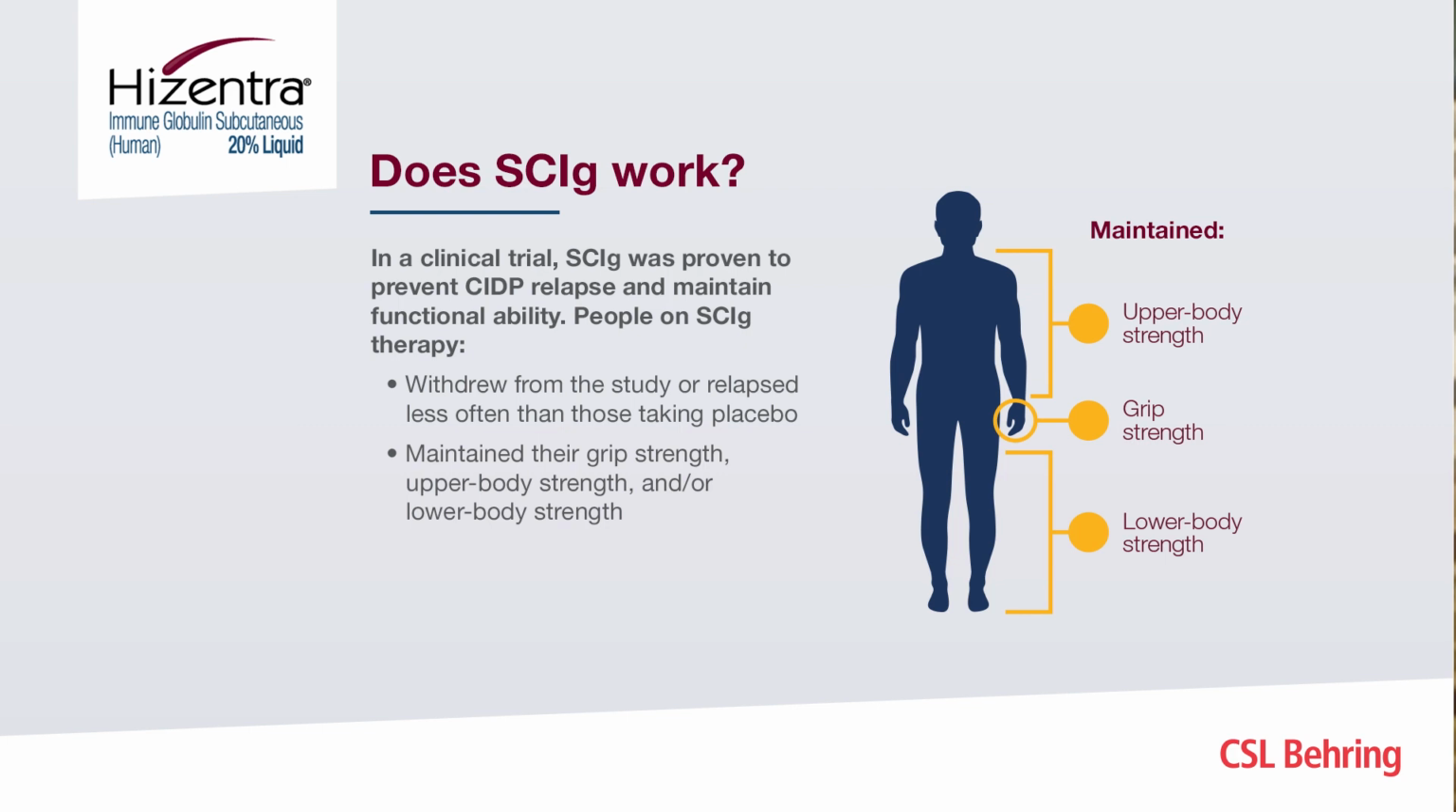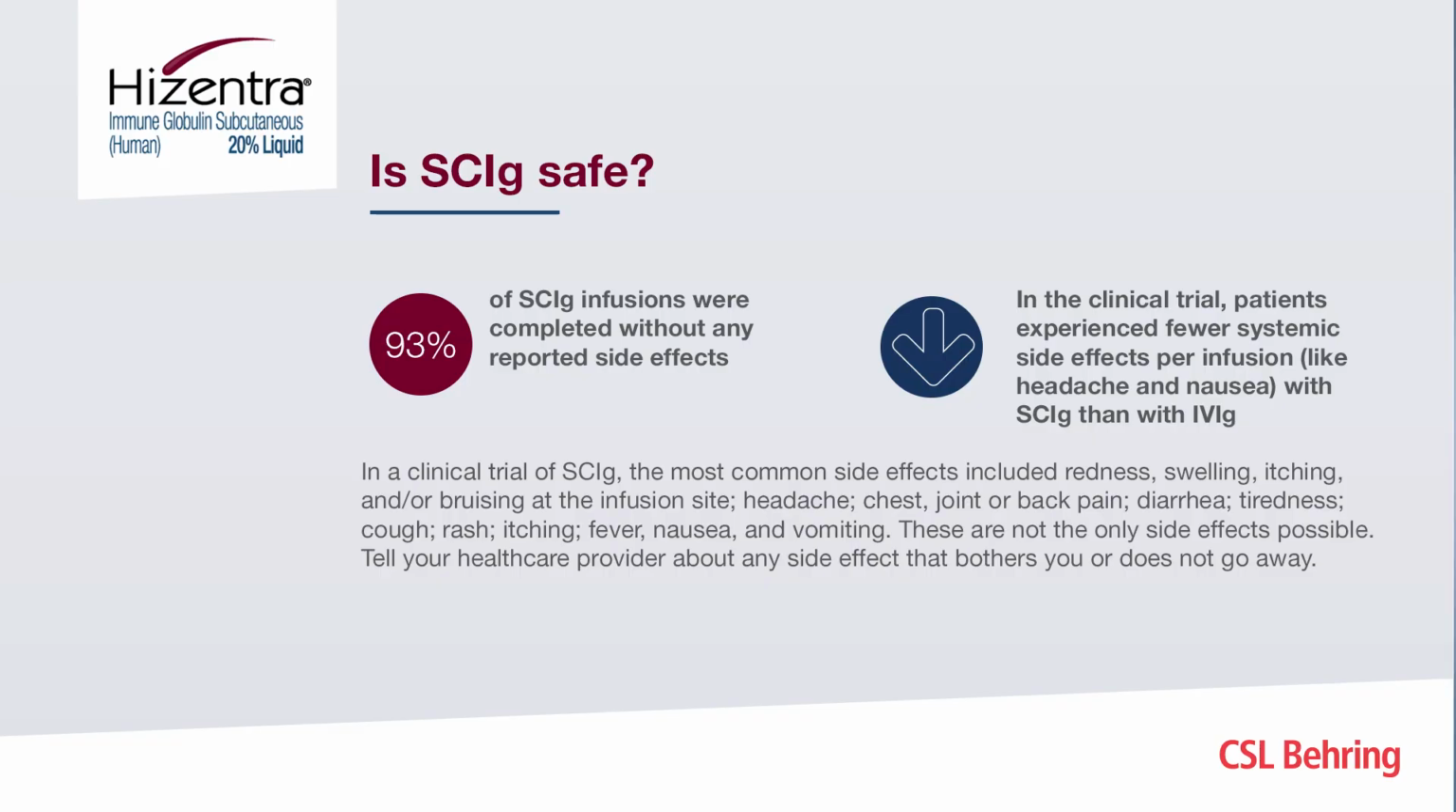It also showed that patients that were treated with subcutaneous IG were able to maintain their strength in their arms and legs as well as their disability compared to those that were on placebo. So the study clearly showed that subcutaneous IG was an effective treatment option for maintenance therapy for CIDP. Most patients, 93% actually, were able to get the infusions without any side effects at all. Now, there were some side effects, but subcutaneous IG, like IVIG, is still immunoglobulin. So all of the side effects that are potentially a problem with IVIG still apply to subcutaneous IG.